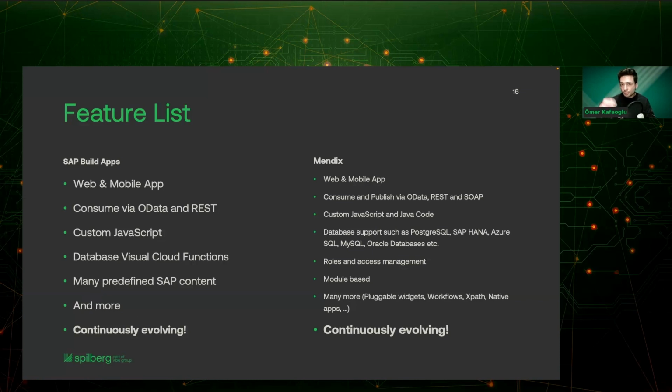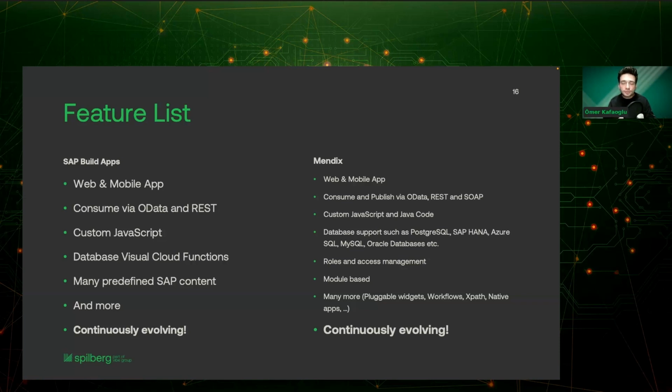Nevertheless, for the current state, let me just show you quickly what SAP Build Apps can do. It's a web and mobile app you can build with it. You can consume data via OData and REST. OData is crucial, especially for SAP systems; it's the standard protocol to retrieve your data. And REST is also very common. I also saw that in Visual Cloud Functions you can use JavaScript, so you can put additional custom code there. That's also very nice.